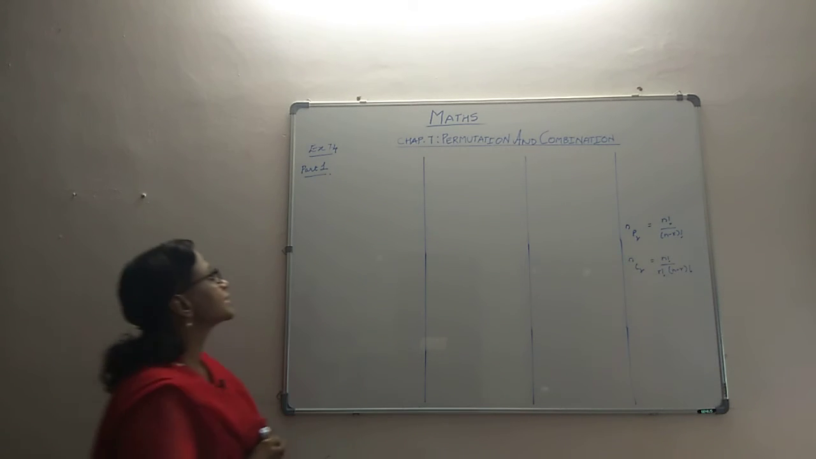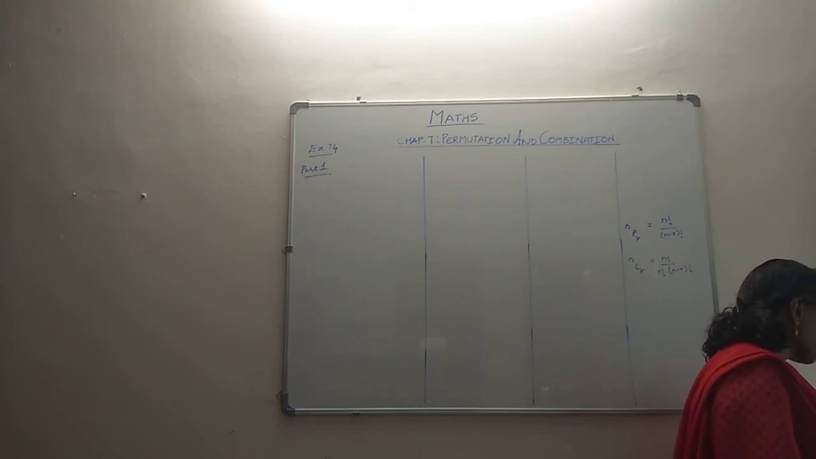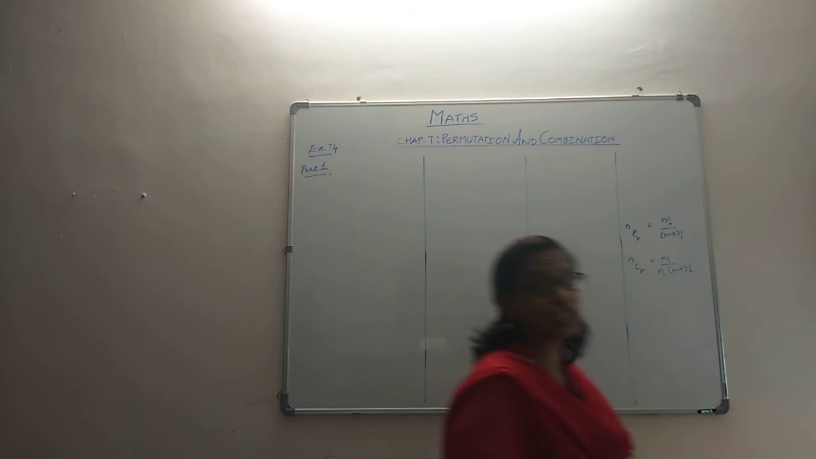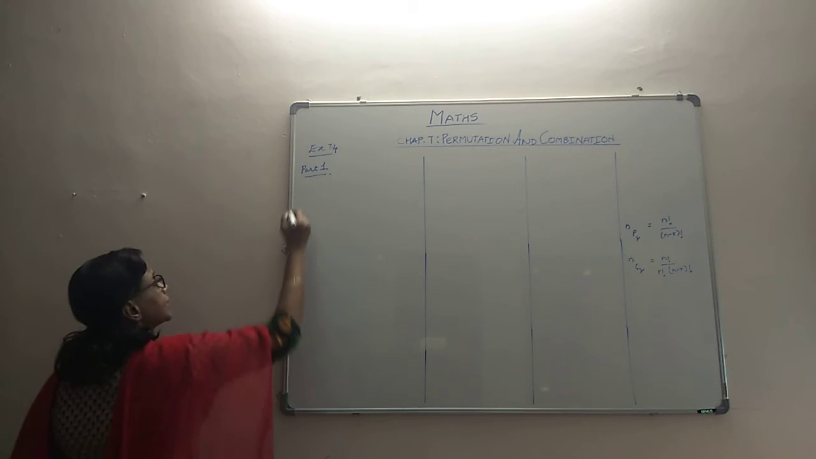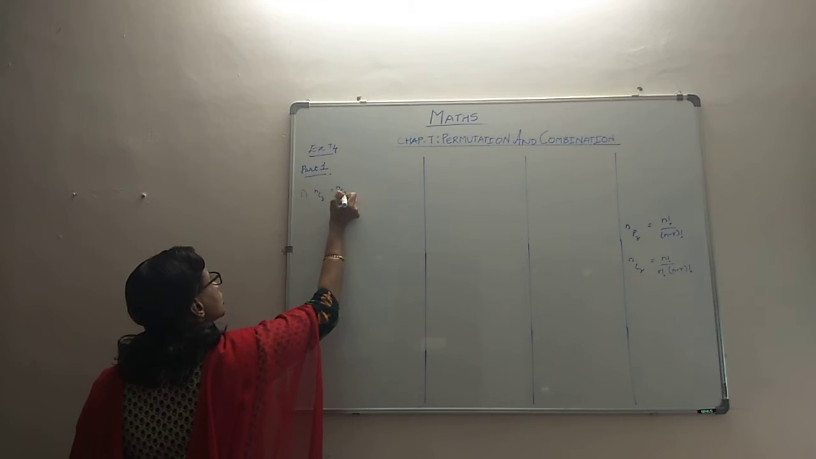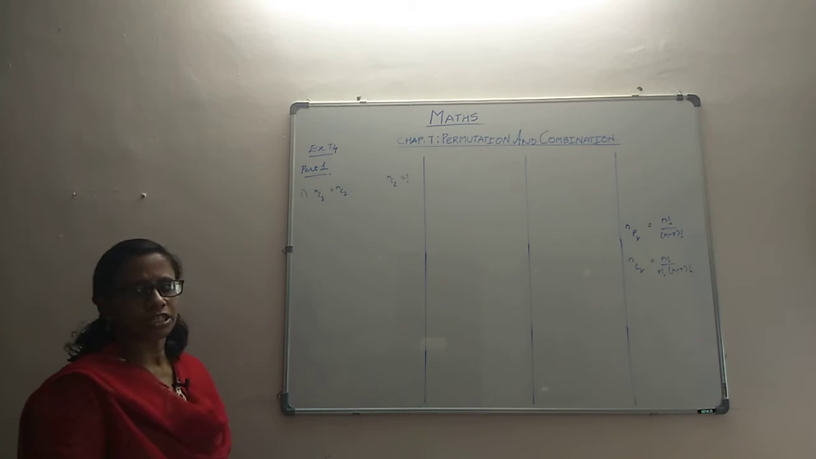Directly, let's start with exercise 7.4 part 1. Let's see the first question. What does it say? If nC8 equals nC2, find nC2. They say that nC8 equals nC2, and you need to find what nC2 is.